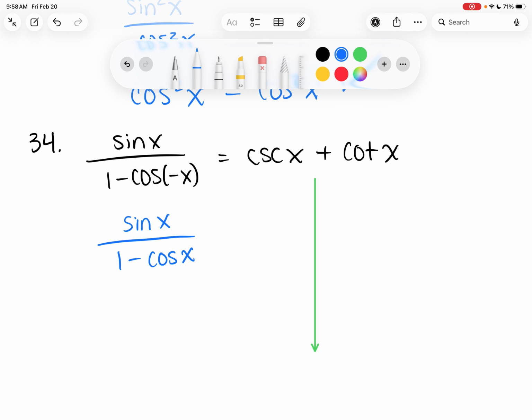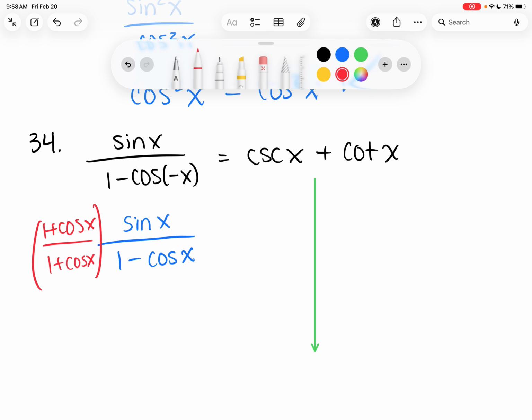Do you remember when we did conjugates? What is a conjugate? Like plus or minus. Like minus i and positive i. Those are technically complex conjugates. So I see that this is 1 minus, so I'm going to do 1 plus. So 1 plus cosine x, top and bottom.